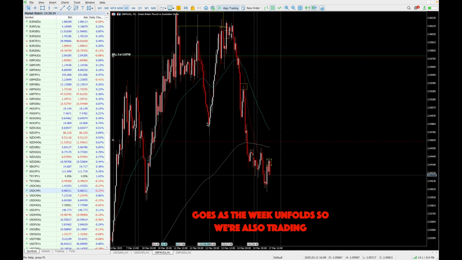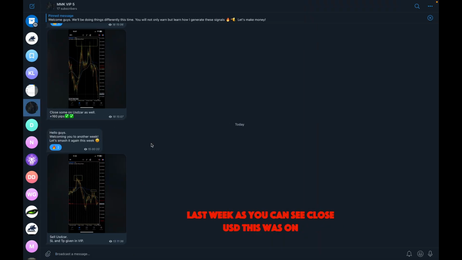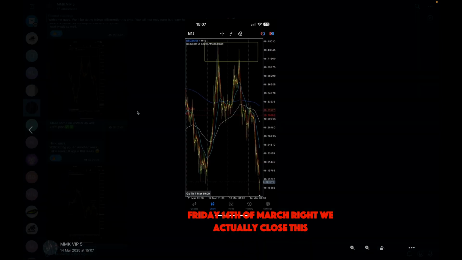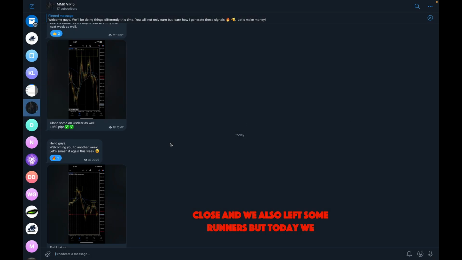So we're also trading USDR, as you can see, but we also closed that last week. As you can see, closed USD. This was on Friday, 14th of March. All right, we actually closed this. As you can see, our entry, if I can zoom in, our entry was right there at this area, and it was a nice drop on that Friday. So we did close, and we also left some runners.